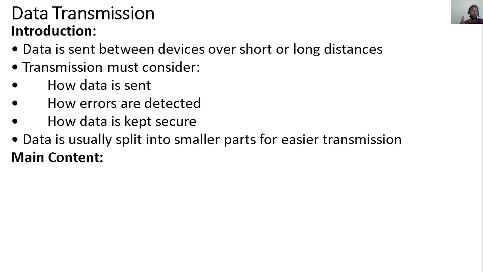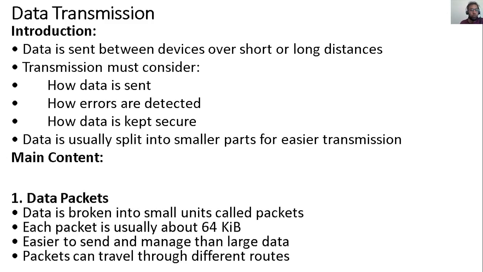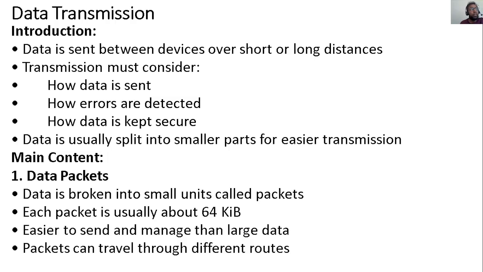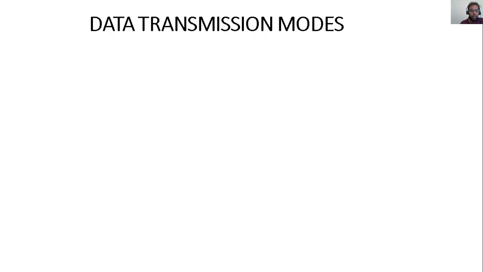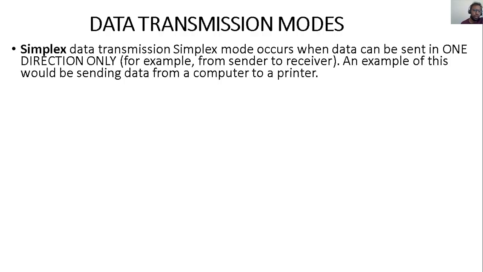In this chapter, we study how data is transmitted between devices. Data is converted into small data packets, which could be of size 64 bits for each packet. Data is broken into small packets, and this is how we transmit data over the internet or between devices. Now there are data transmission modes.